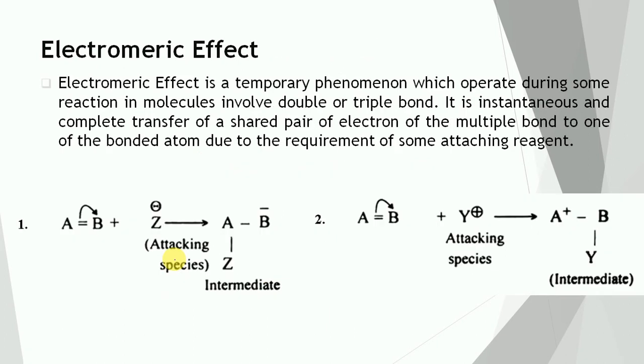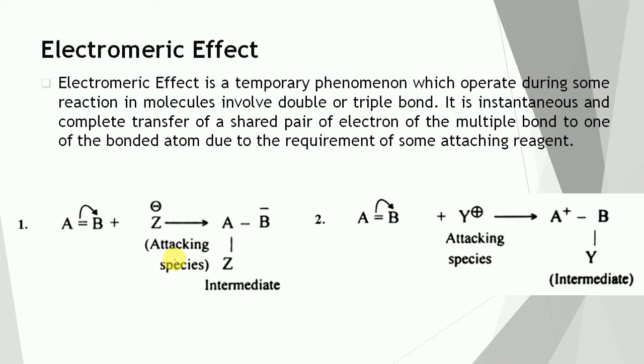The next effect is the electromeric effect. Electromeric effect is a temporary phenomenon which operates during some reactions involving molecules containing a double or triple bond. It consists of an instantaneous and complete transfer of a shared pair of electrons of the multiple bond to one of the bonded atoms due to the requirement of some attacking reagent.